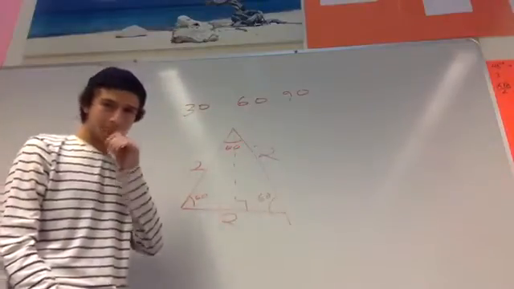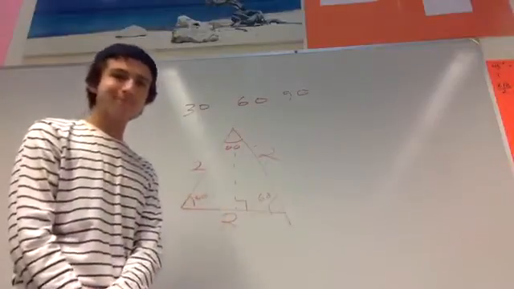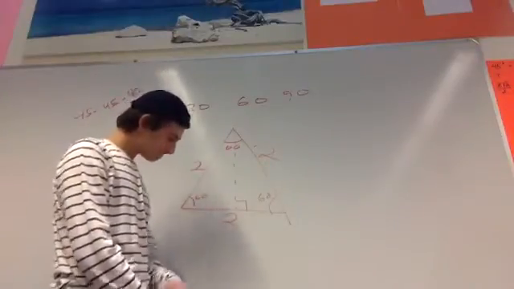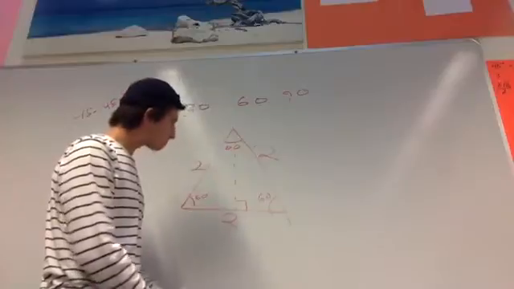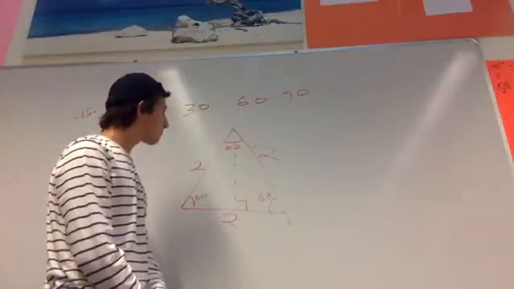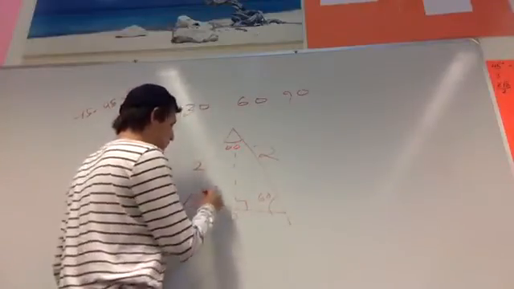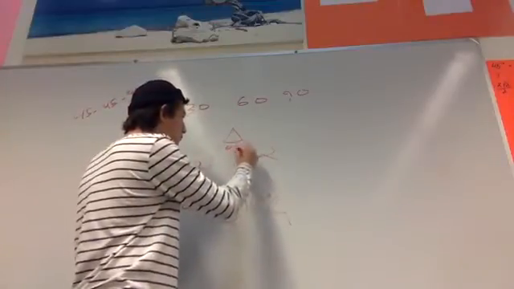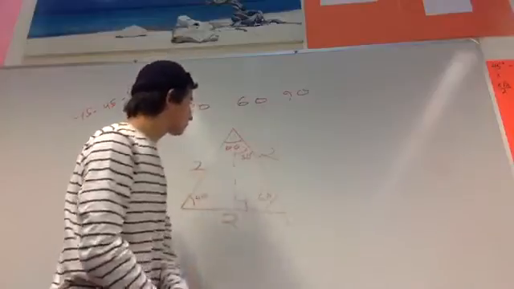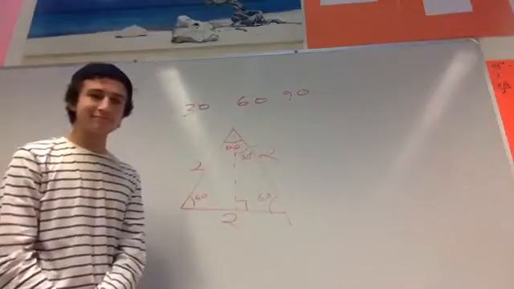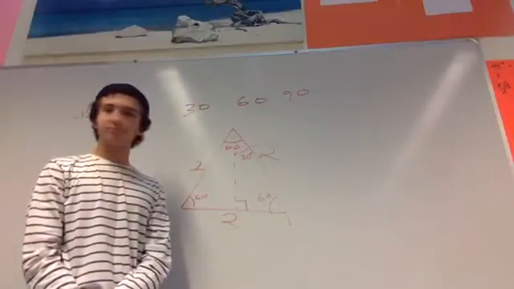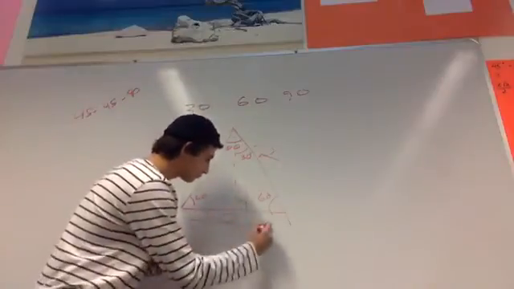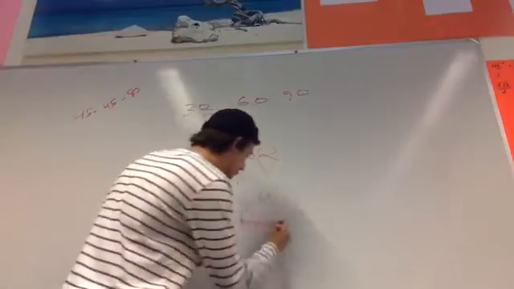Once we drop the altitude, we learn a couple of things. 1. Since degrees in a triangle add up to 180, we know that the top angle has to be 30. And 2. Since in an equilateral triangle the altitude and the median are the same line, the base will be split perfectly in half. So I'm just going to draw a base there and split that in half, and that's going to be 1.